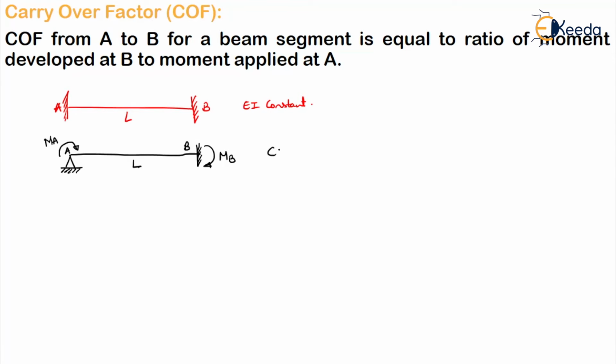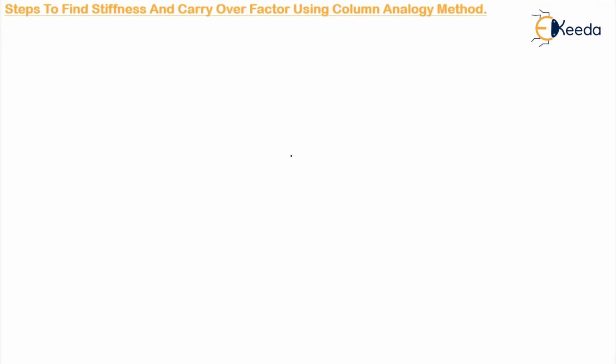So now if we want the carryover factor from A to B, we have to divide the moment developed at B, that's nothing but your MB, by what is the moment applied at A. So we have to apply a moment here and check what is the moment developed at B. So that MB by MA with a minus sign will give you the carryover factor from A to B. Okay, so this is about your definition of your carryover factor. Now if a problem is asked and you have to find the stiffness and carryover factor using your column analogy method, then how you should do.